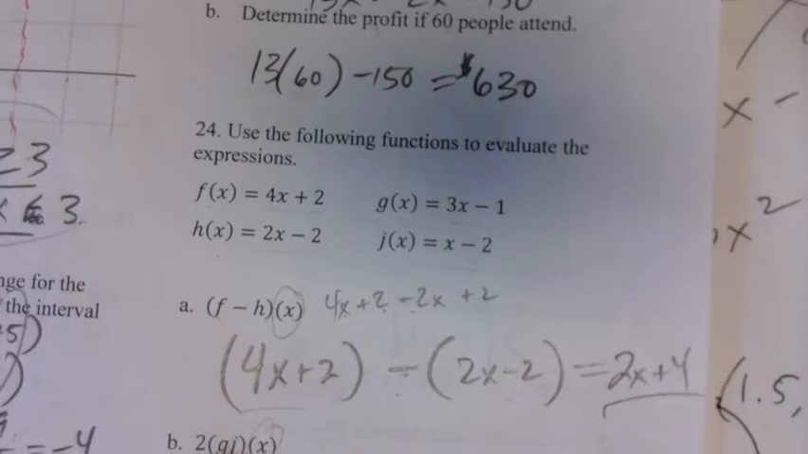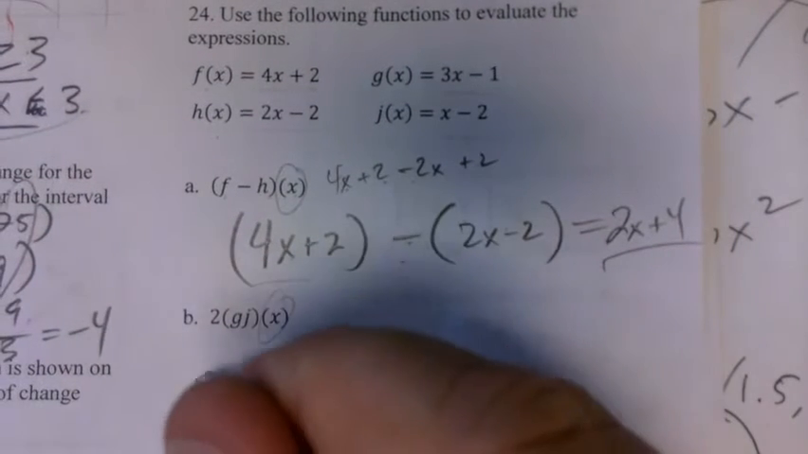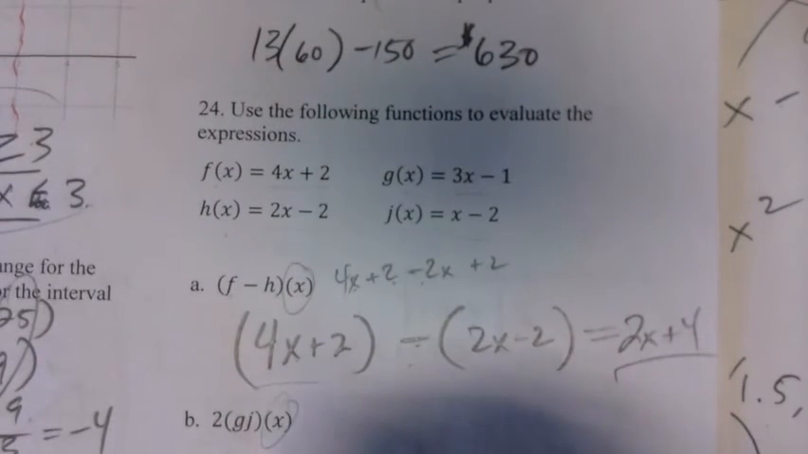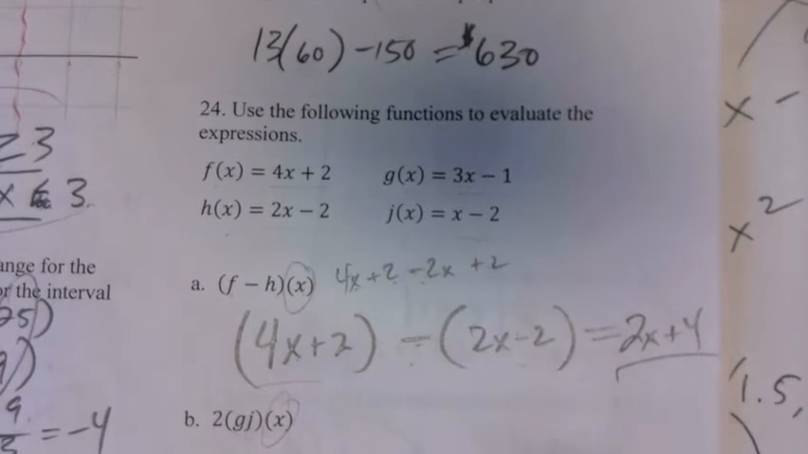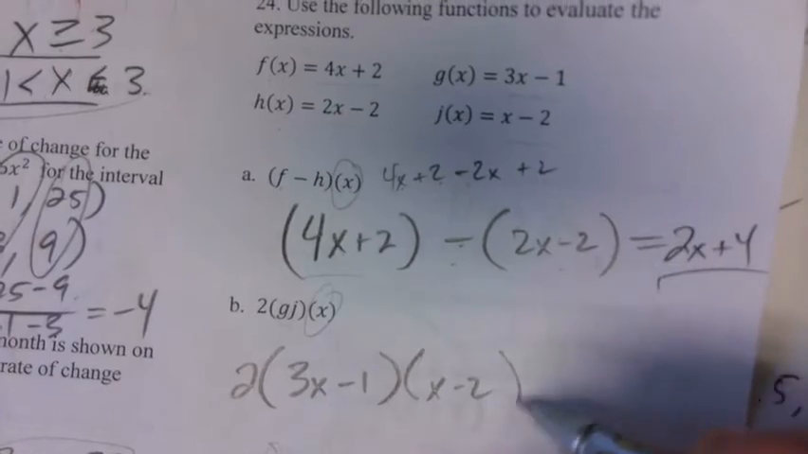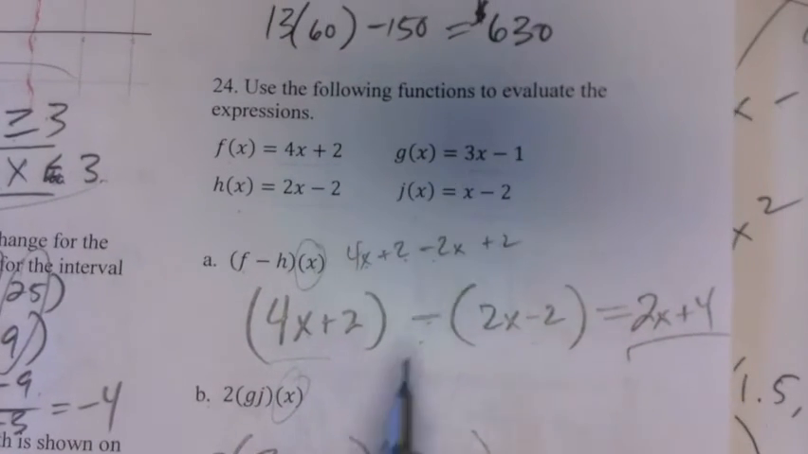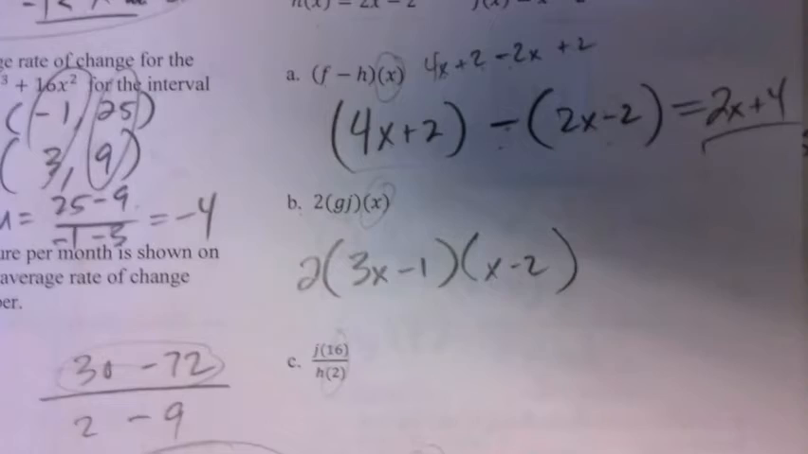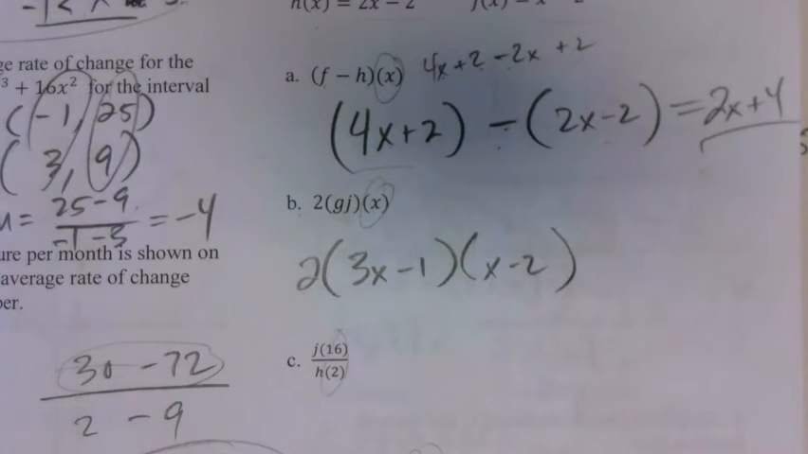Okay, 2 times g times j. So I've got 2 times g, and g is right here, 3x minus 1, times j, which is x minus 2. So 2 times g, which is there, times j. Okay, now I've got to multiply these.